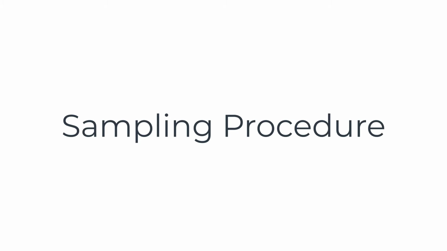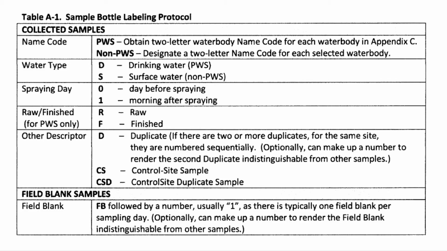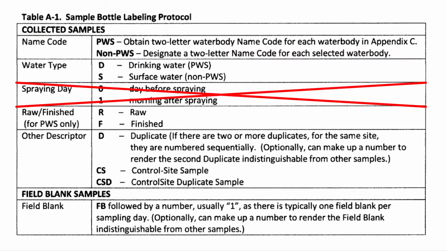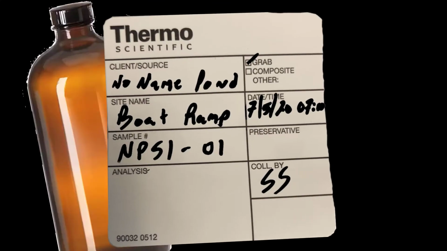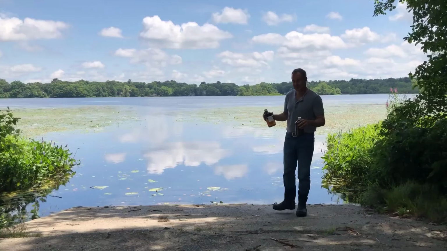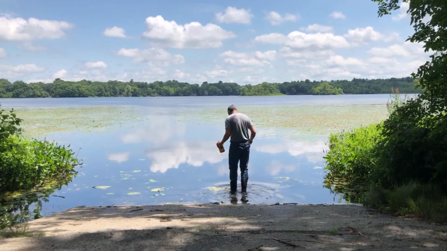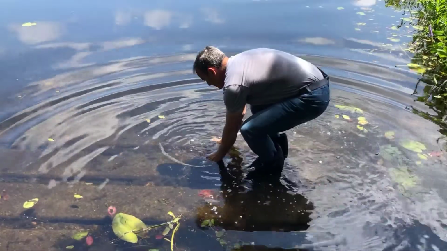Sampling procedure. As with PWS sampling, a label and a chain of custody form shall be prepared identifying each sample with the assigned ID code for the water body. However, there is no day identifier on non-PWS labels. Affix the label to the 500 milliliter amber glass bottle and to the duplicate bottle if applicable. The bottle should be fully immersed upright in the water to fill. It may be necessary to wade into the water in order to obtain enough depth to immerse the bottle.